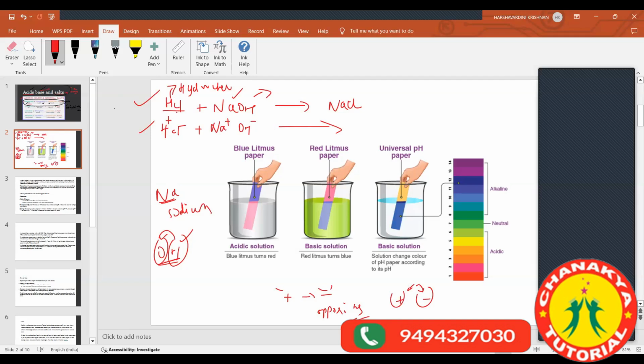So H plus, hydrogen is H plus, a positive ion. Chloride is a negative ion. Na is a positive ion.